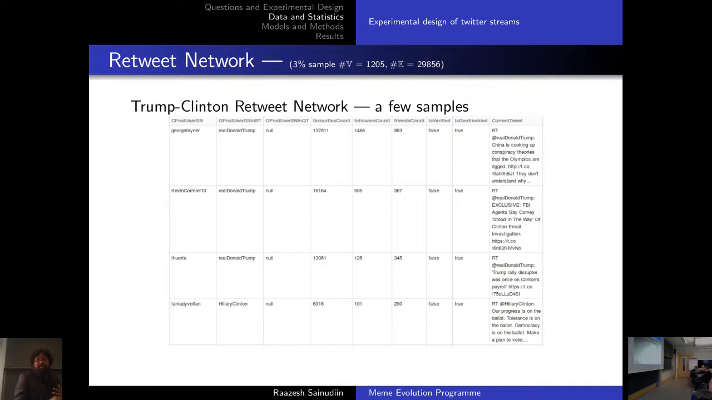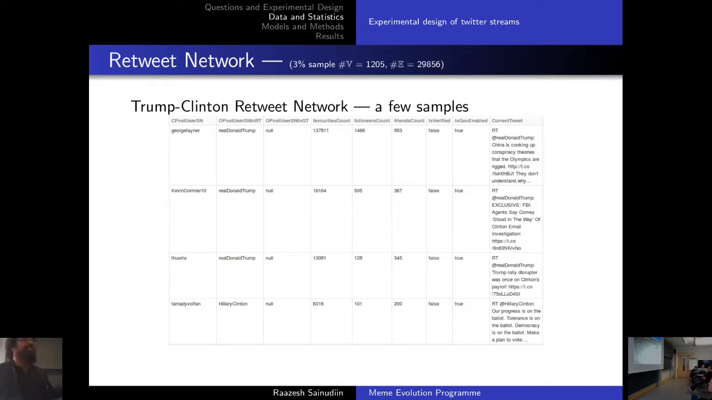So here's a Trump-Clinton retweet network. Here are a few samples. This is the post user screen name, and this is the original post user screen name in the retweet. So this is the original tweet that someone retweeted of Donald Trump. Real Donald Trump says China is cooking up conspiracy theories that the Olympics are rigged. Another says Comey stood in the way of Clinton email. Anyway, this is Trump's standard thing from his golden toilet, right? Or whatever he does in the morning.